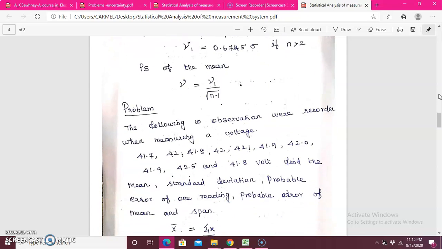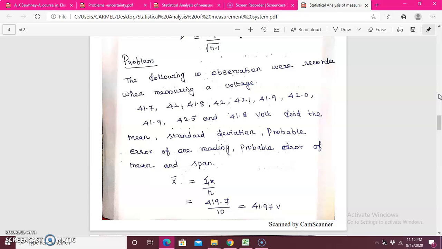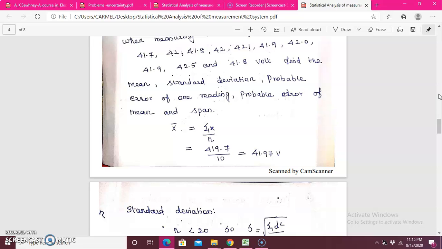So I have just given 2 problems from the practice point of view. So please do it individually. The first problem I have given: the following 10 observations were recorded while measuring a voltage. They have given 10 values: 41.7, 42, 41.8, 42, 42.1, 41.9, 42.0, 41.9, 42.5 and 41.8. Out of which we are going to calculate the mean, standard deviation, probable error of one reading, probable error of mean as well as span. So how can we calculate?